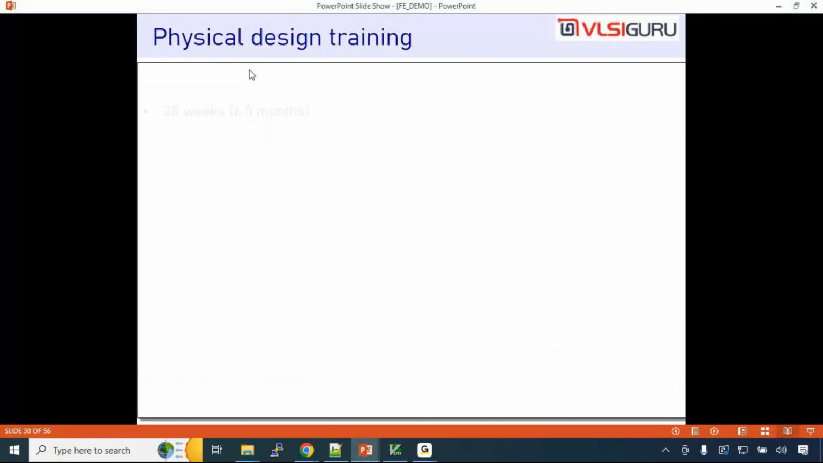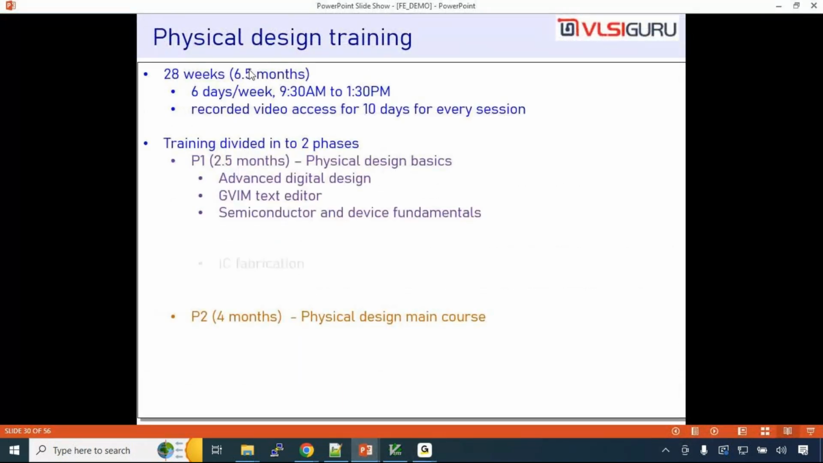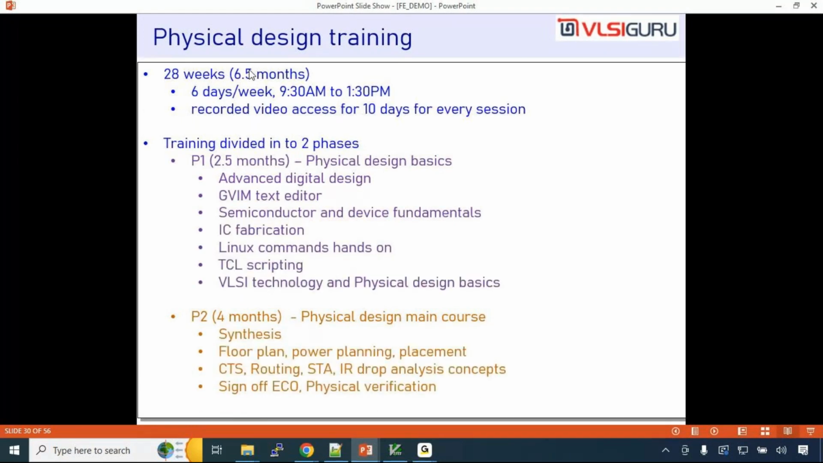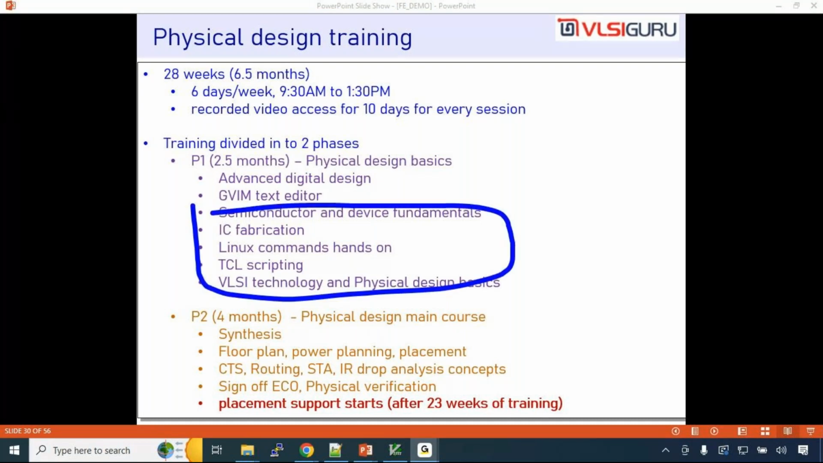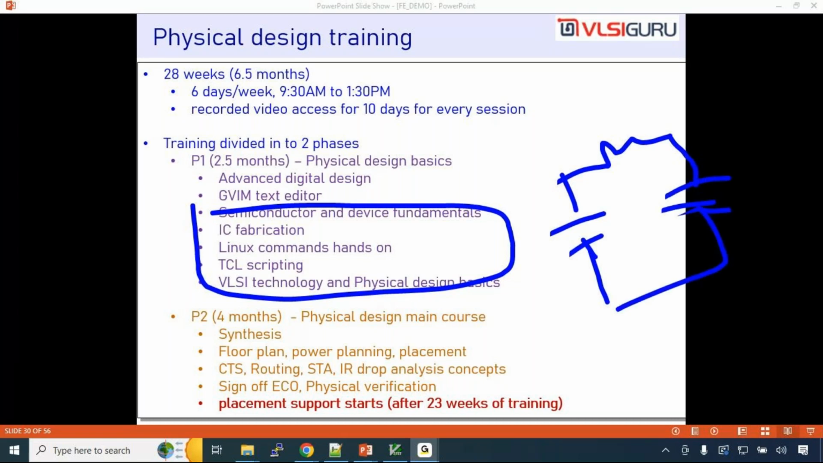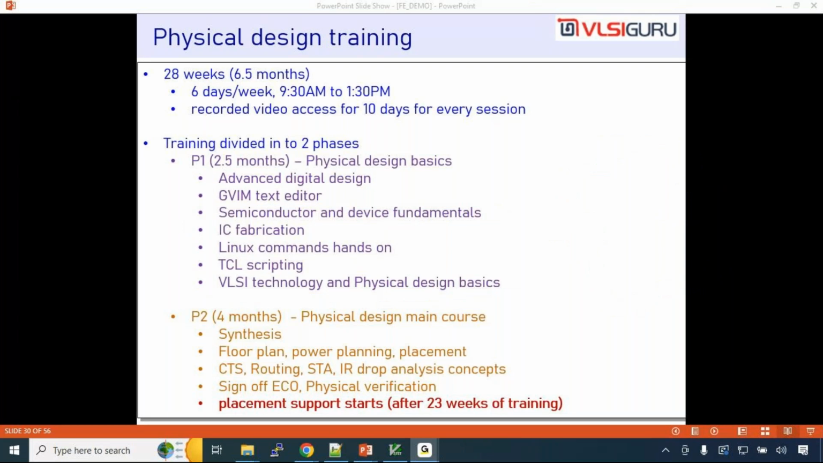Now that we have discussed these domains, let's talk about the thing is, if you want to go for physical design, it requires a different skill set. You should learn semiconductors, device fundamentals, IC fabrication, VLSI technology. You need to learn how resistance works, how capacitance works, how the RC circuit will work. It's a different skill set, which you don't need for a front-end domain. You need to learn various aspects that go into the physical design flow.